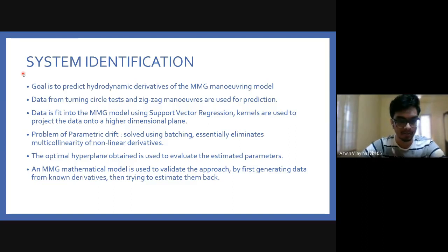So, to solve this problem of parametric drift, the paper I am currently looking at uses something called batching. In batching, you take multiple circle test data and zigzag maneuvers data, we combine them and actually add them together. What this does is it adds non-linearities into the data, which will help when doing support vector regression.